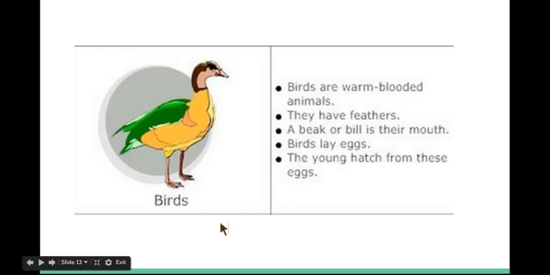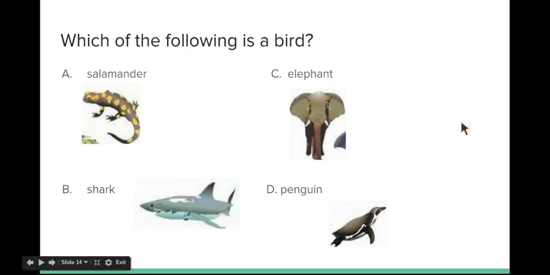The second vertebrate group is a bird. Birds are warm-blooded. That means they're like us and their temperature always stays the same. Birds have feathers. Birds have a beak or a bill, and they lay eggs to have babies. Their babies hatch from these eggs. Which of these animals is a bird?